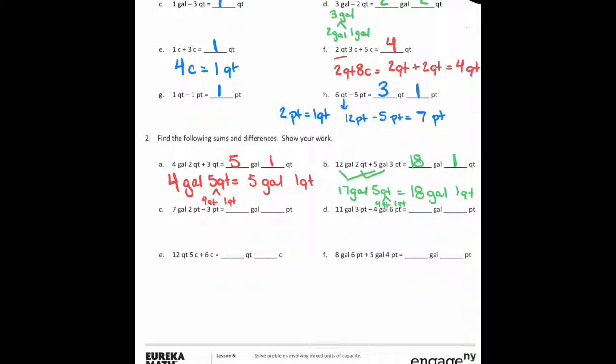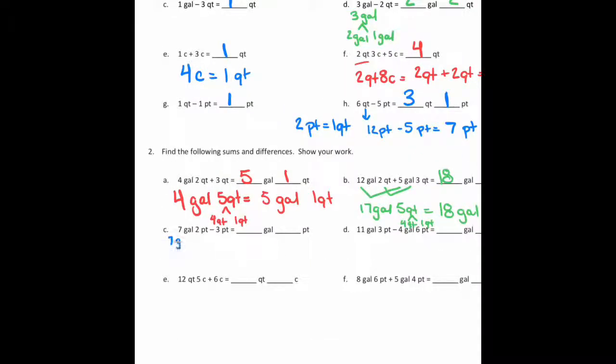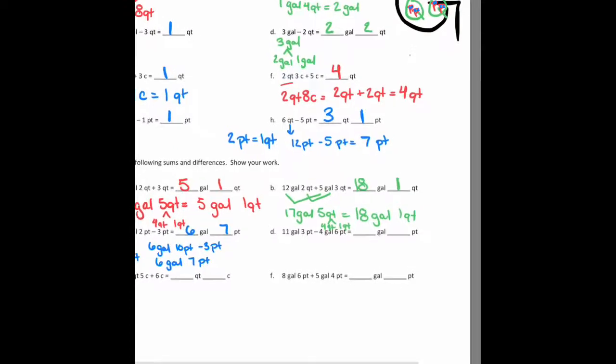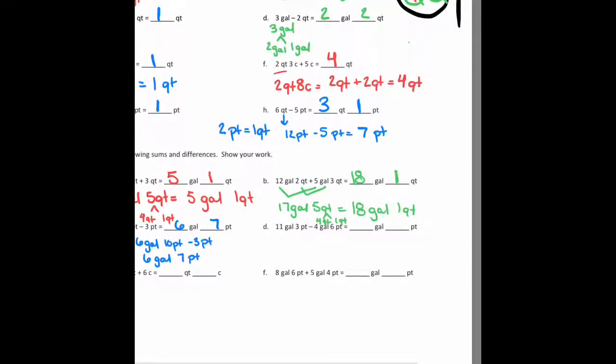All right, C, we have 7 gallons and 2 pints minus 3 pints. Well, before I can subtract those, I've got to make it so I could subtract. So I'm going to split that 7 gallons into 6 gallons and 8 pints, because 8 pints is the same as a gallon. And now when I add those 8 pints back to 2 pints, I'll get 10. And now I'm able to subtract to get 6 gallons and 7 pints.